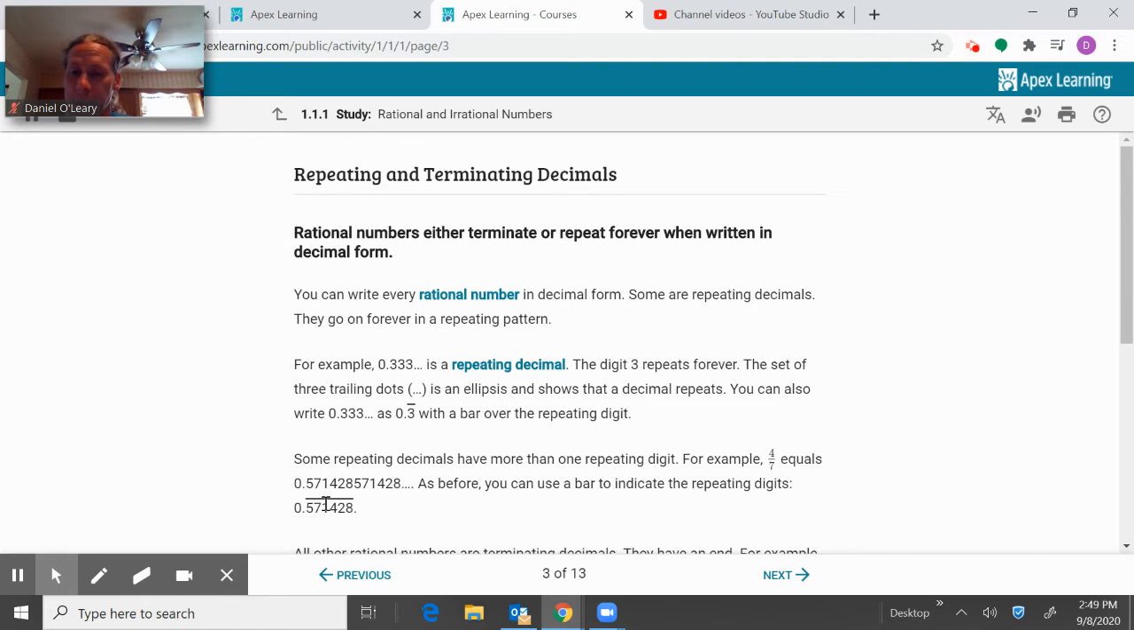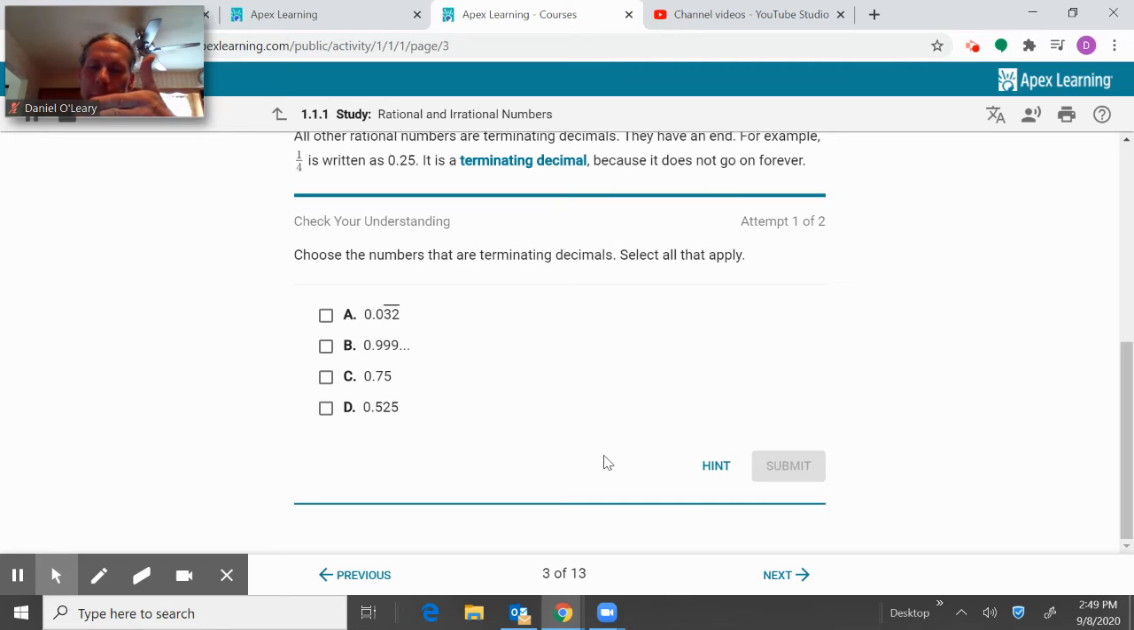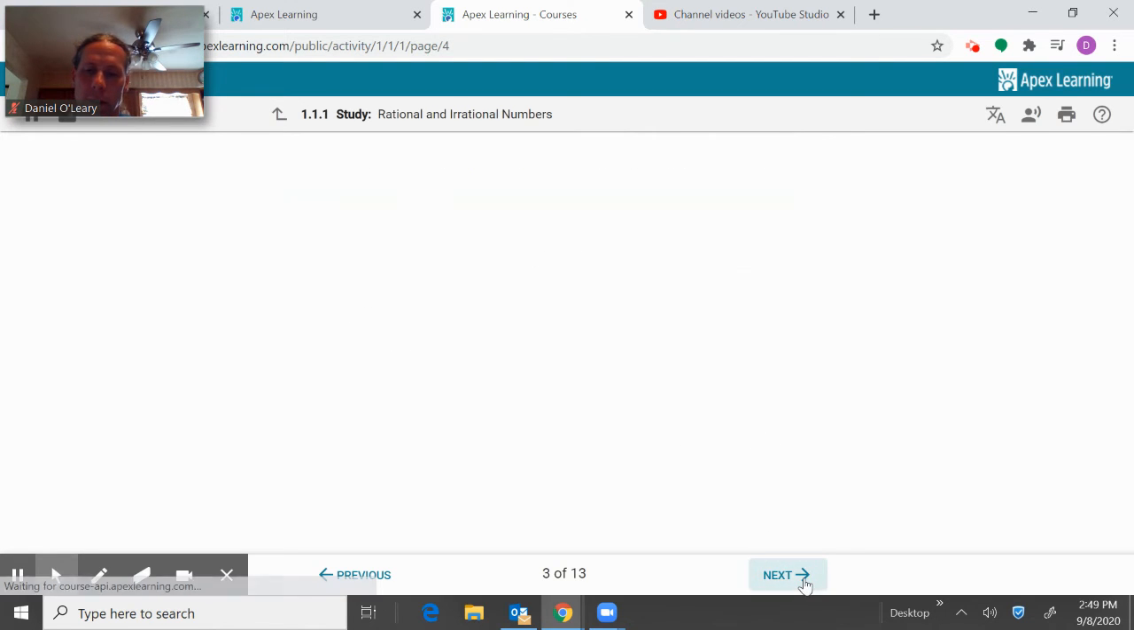So that would also be rational because the pattern is going to repeat, that 571428, 571428. That's going to continue forever, but it's a definite pattern, which makes it rational. And terminating decimals just stop, like 0.25 stops right there. So choose the numbers that are terminating decimals, that stop. And notice it says choose the numbers, so it's more than one choice here. So you want to click which ones are terminating decimals and then submit.